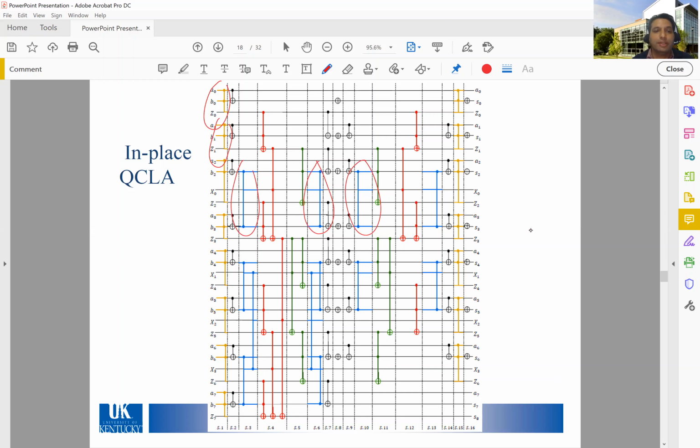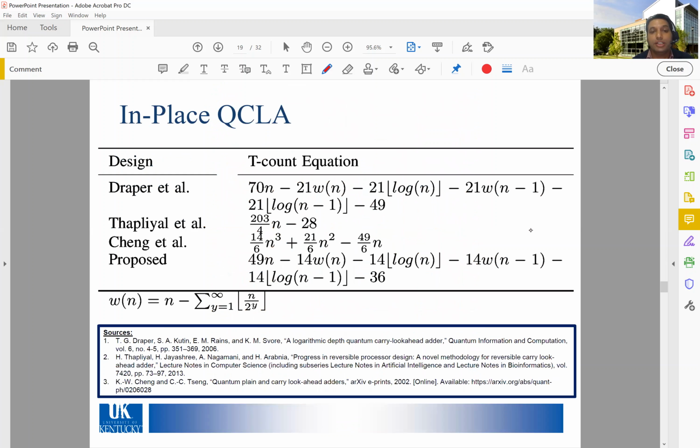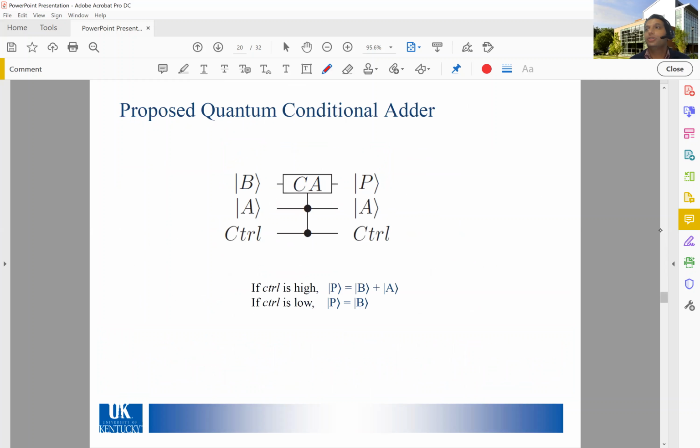So finally, we came out with this design, the in-place QCLA with a reduced T count. Moreover, what we can derive from that is that the total number of quantum gates used is also less, and it has no measurement operation involved in between the gates, right? That's what. So now you can use this carry lookahead adder to design the conditional adder. The idea is that if the control block is high, then you will perform the addition. Otherwise, if the control block is low, then P will be equal to B.